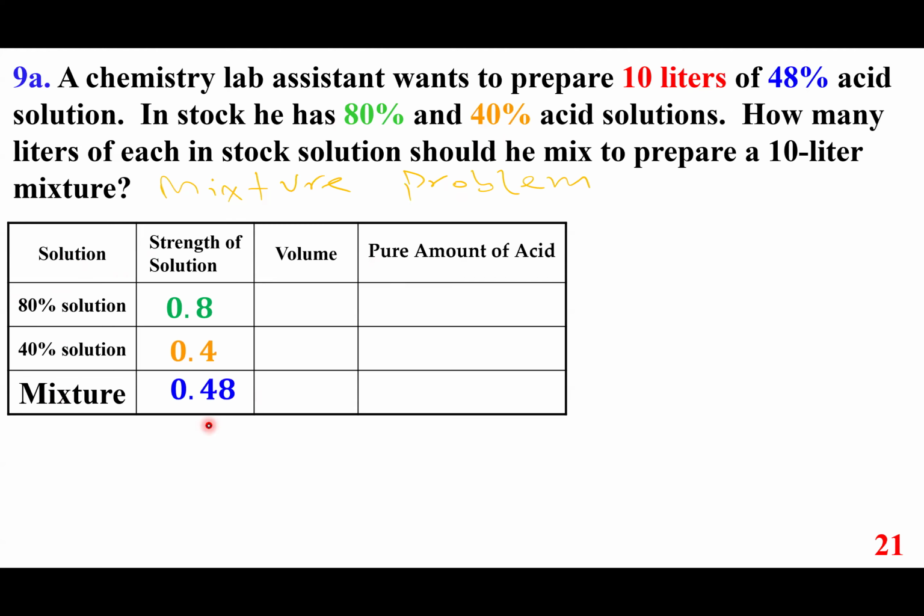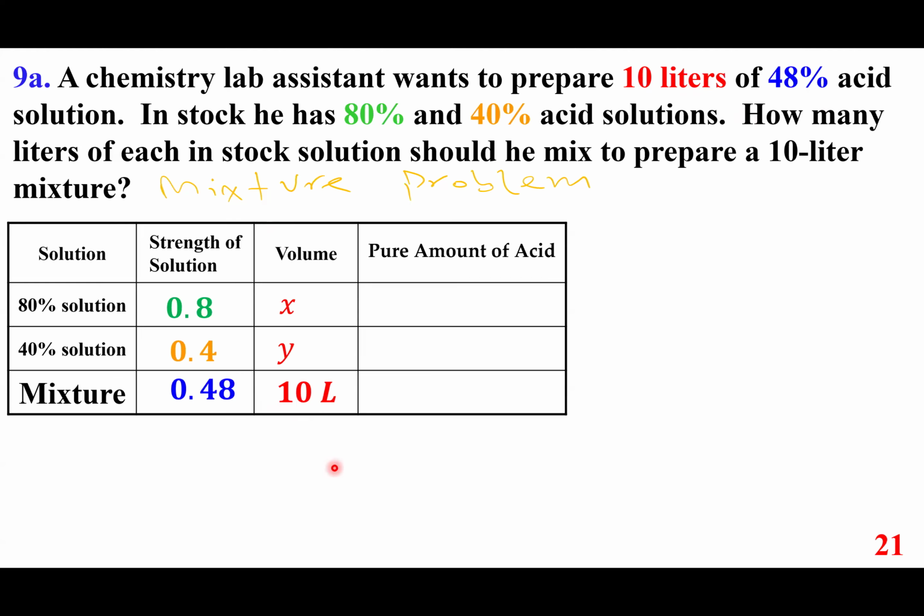Okay. Now, what do we know about the volume? We want 10 liters of 48%. So 10 goes here, which is the concept of a mixture problem. When you mix things, the total volume remains constant. How much of each do we have? How about X and Y? Because we don't know. Therefore, this gives the equation X plus Y equals 10 liters.